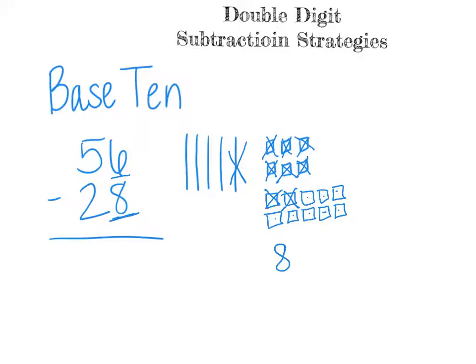Then I look at my tens place. I need to take 2 away from 5. So do I have enough to take 2 away from 5? I have enough here, so I'm going to take away 2 tens. And I need to count how many tens I have left over. I have 1, 2 tens. So I'm going to write that number right there. So my answer is 28. 56 take away 28 equals 28.